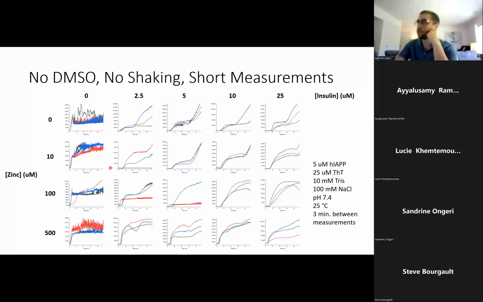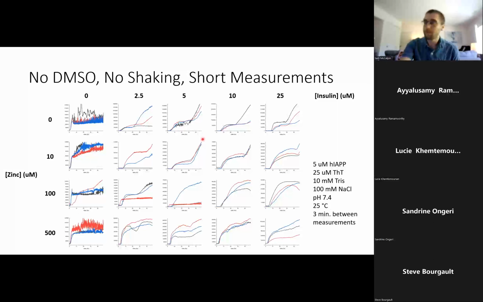You can see that for several of the conditions, it's not just that there's variance in the lag time and the fluorescence intensity, but in some cases the shapes of the curves aren't even the same. It's hard to trust that this data is useful because these are the same sample prepared just in different wells, and there's so much variability in the shapes of the curves.